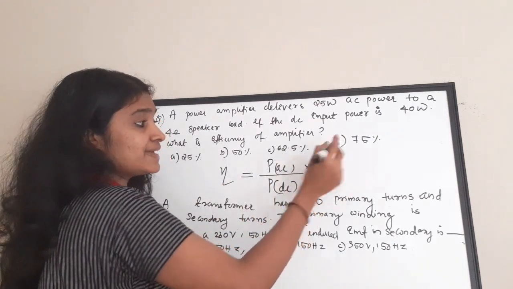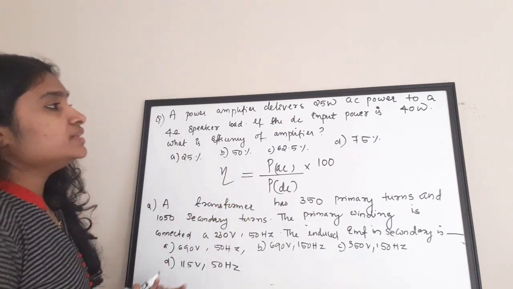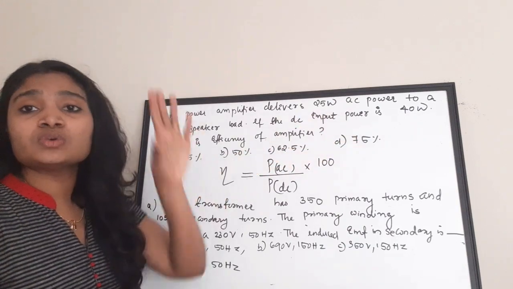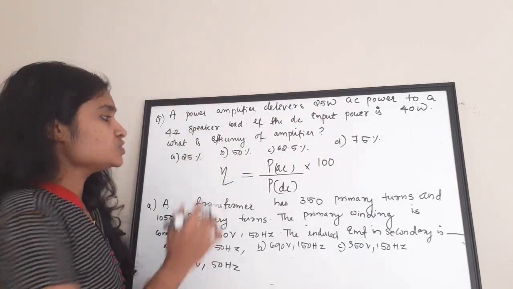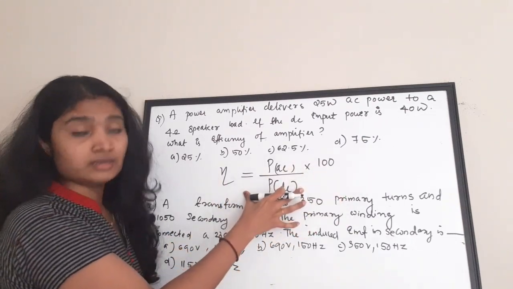Since the efficiency is calculated in percentage, it is into 100. Now, the value of AC power is given, the value of input DC power is given. So, you can directly substitute and find the value of the efficiency. So, this is the equation to find the efficiency of an amplifier.